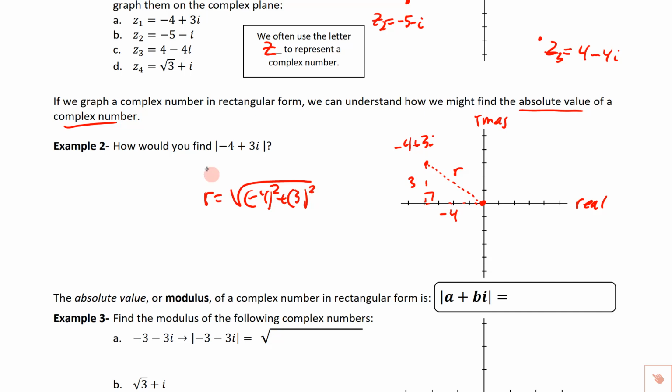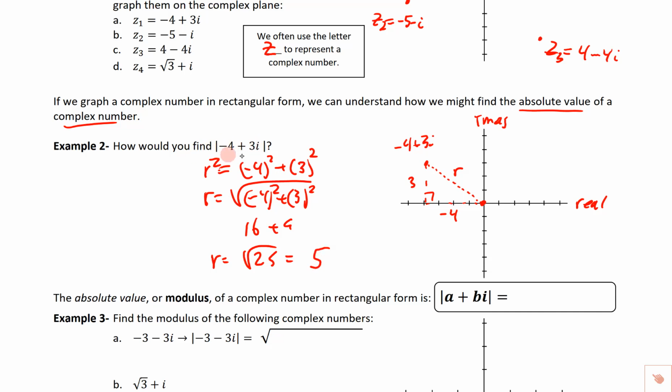And the reason for that is the hypotenuse squared would equal a leg squared, so negative 4 squared, plus the other leg squared, which is 3 squared. Now you'll notice that it wouldn't matter if I were thinking of this as a triangle with all positive lengths. It doesn't make any difference because when I square this, I'm going to end up with a 16 here and a 9 here. So I end up with R equals the square root of 25, which is 5.